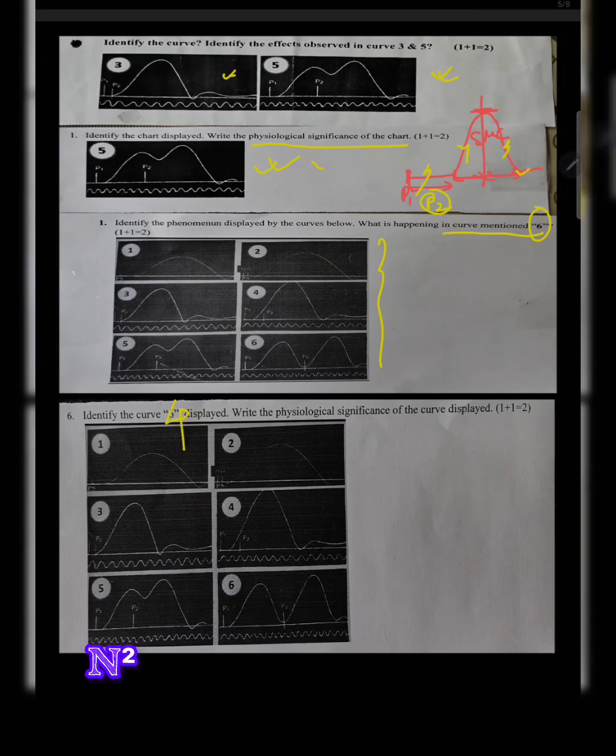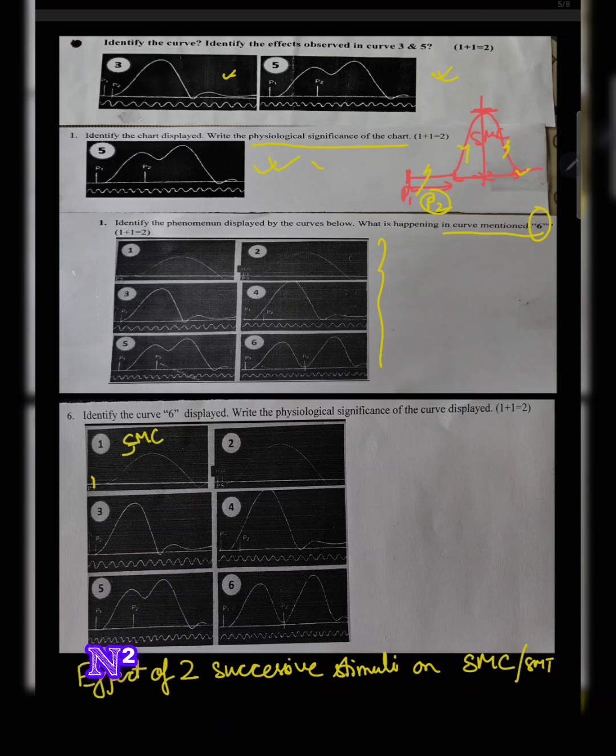Take for example this curve only, curve 1. This is the basic curve with which we are starting. This whole experiment, by the way, is called the effect of two successive stimuli on simple muscle curve or simple muscle twitch. The first curve is a simple muscle curve, with one stimulation. The single stimulation is giving you a simple muscle twitch.